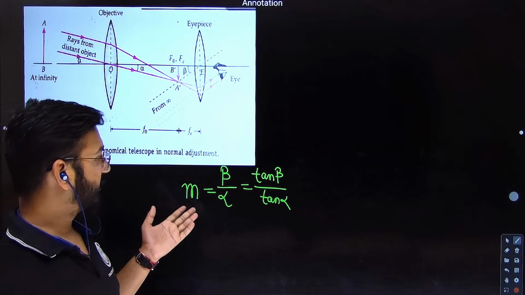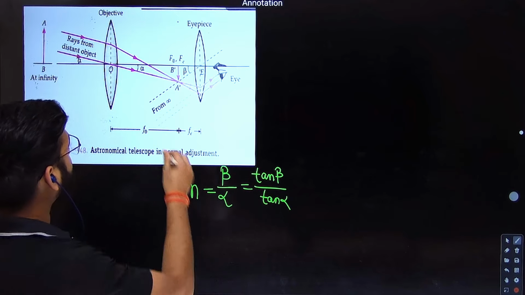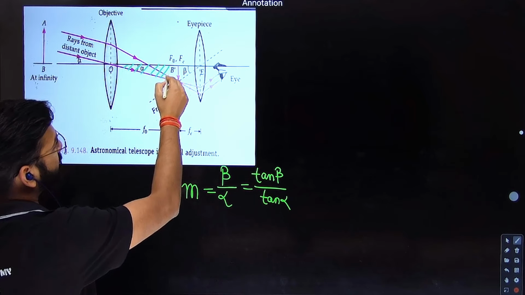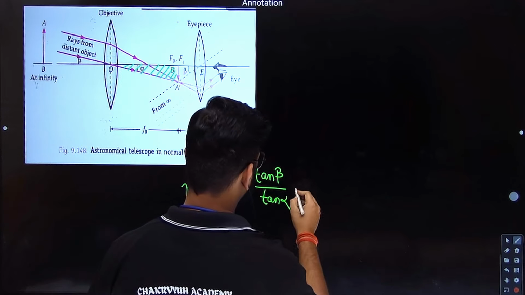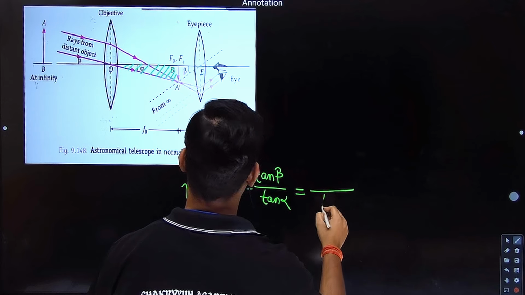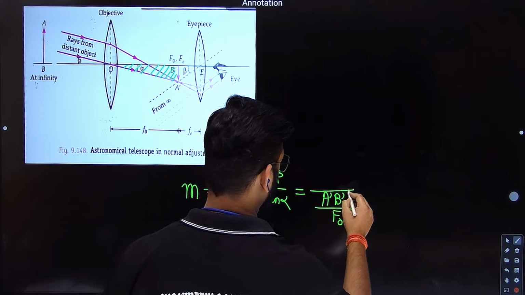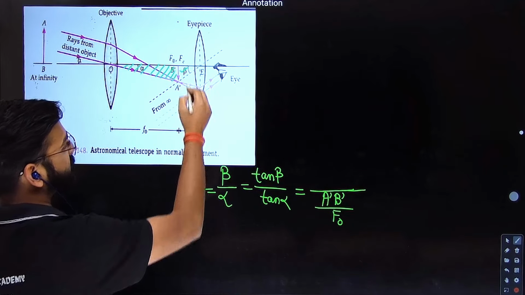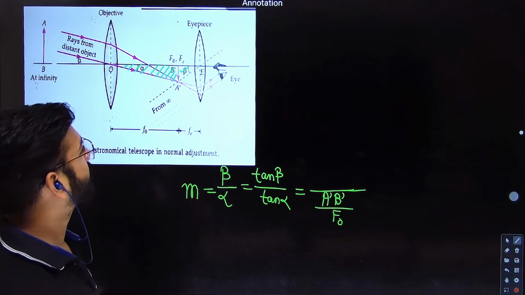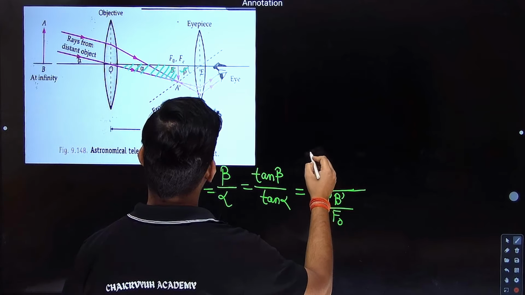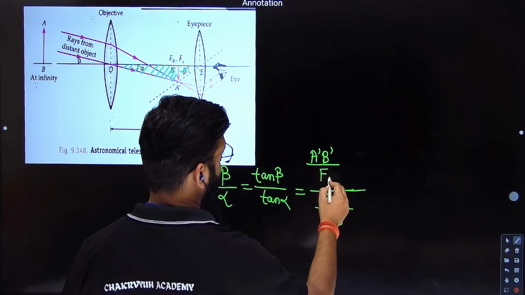So the definition of magnifying power is what? Beta by alpha or tan beta by tan alpha. For tan alpha, which triangle will you pick? This triangle, right? So what is tan alpha if you see? Opposite by base. So tan alpha will be equal to A dash B dash divided by FO. Now for beta, which triangle? This triangle. So it will be A dash B dash divided by FE.